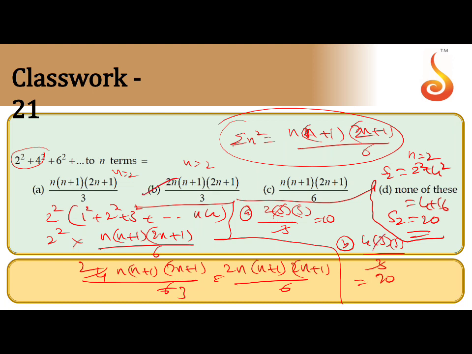Once again, first of all, assume n equal to 2, the sum of two terms, S2. Calculate S2: 2 square plus 4 square, 4 plus 16, 20. S2 is 20. The answers are all Sn. Now to find S2, substitute n equal to 2 in the first option: 2 into 3 into 5 by 3, the 3s cancel, 5 into 2, 10. That means A is ruled out. Next, the second option: 2 into 2, 4 into 3 into 5 by 3, the 3s cancel, 4 into 5, 20. That is the answer. If you take the next option, 2 into 3 into 5, 2 into 3 means 6, cancel, we get 5 only. That is not matching. Only option B is correct.